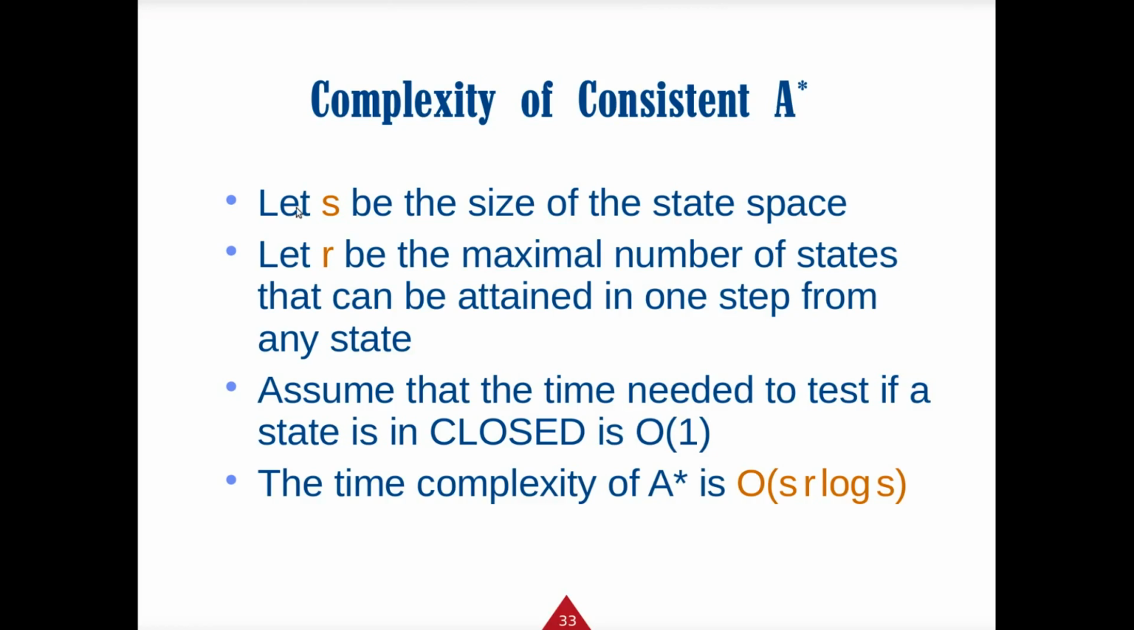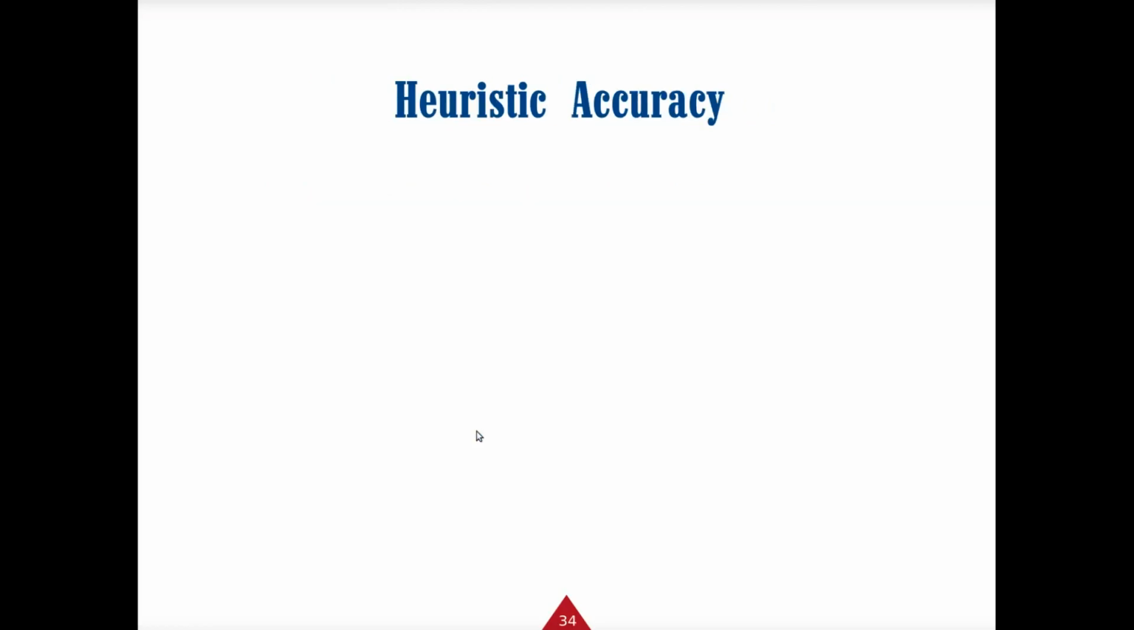And then the complexity of consistent A*: let S be the size of the state space, and assume that the time to test whether a state is closed is big O of 1. So it's basically saying there's only one. You basically quit searching when you found the best path, and the time complexity is the size of the state space times log of S. So this is a logarithmic times S complexity.